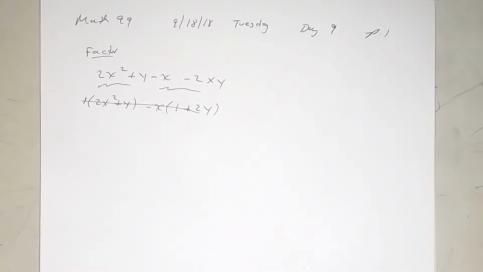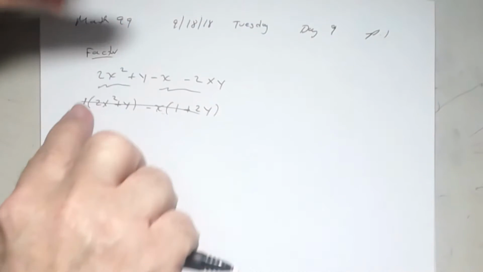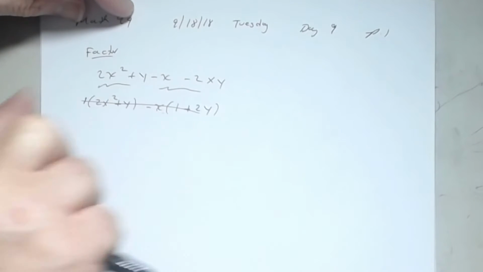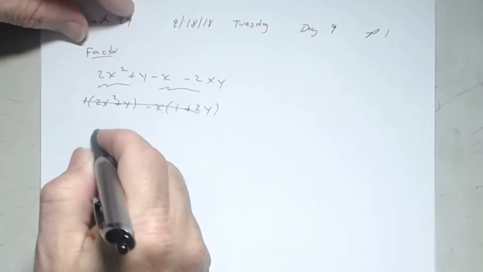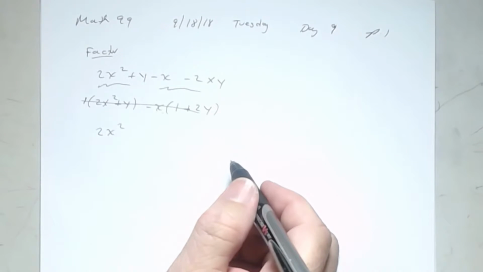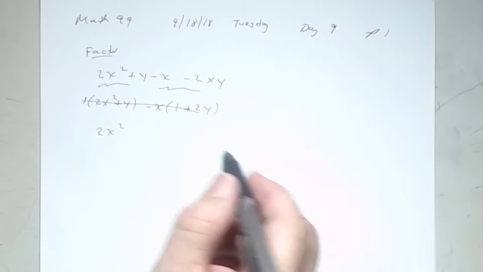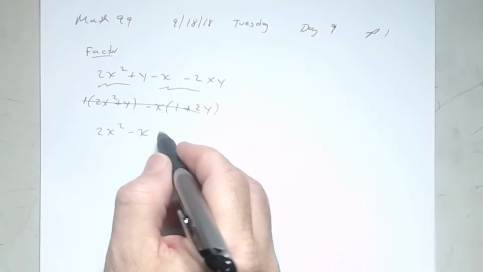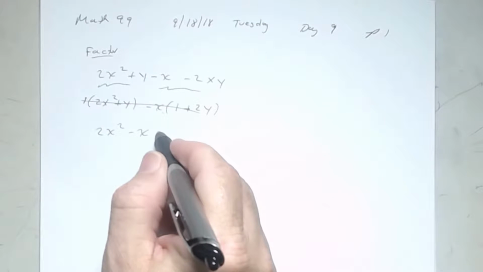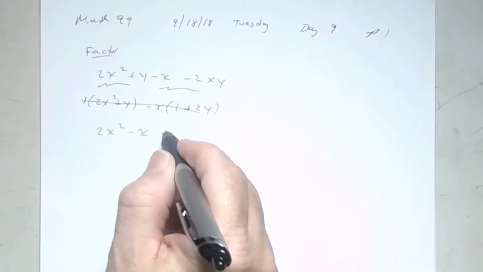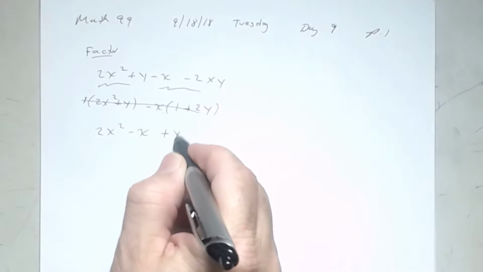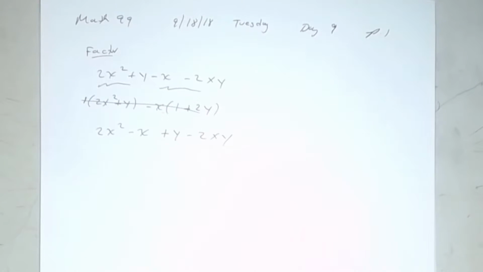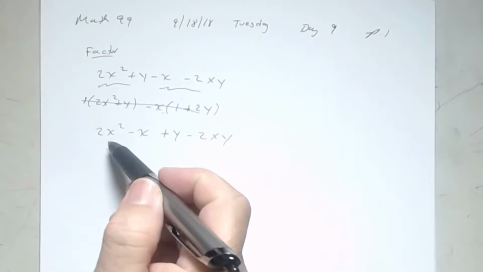So we have to rearrange this. Obviously that order did not work. So let's say 2x squared, and what term next, do you think? Minus x? Or you could try the minus 2xy and see if that works. Let's just do minus x for right now. And then you have the y minus 2xy. So basically we just rearranged the middle two. All right, let's try grouping again.